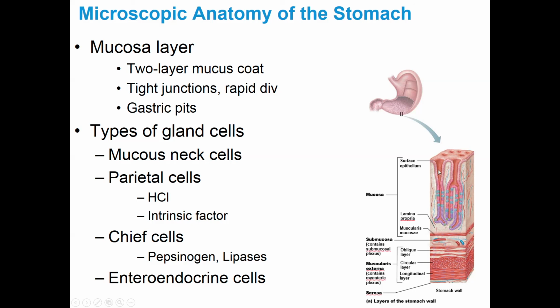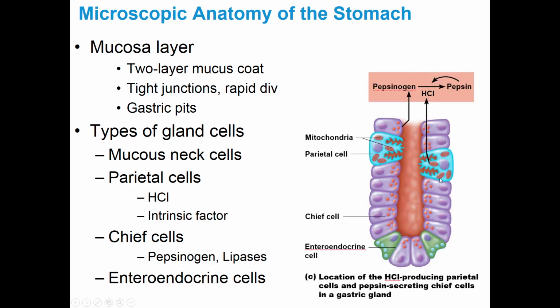So this next picture is a close-up of that. There you go. In the gastric pits, there are 4 different kinds of cells. There are the mucous neck cells, and they play a role in secreting that mucus that we talked about, that 2-layer mucus coat. Some of that comes from the mucous neck cells.